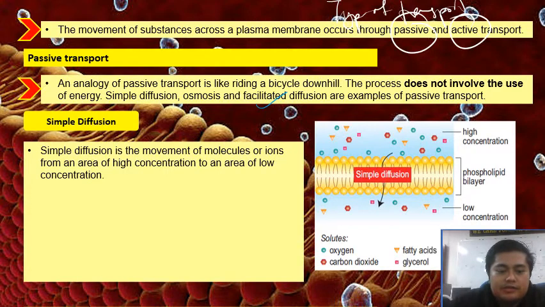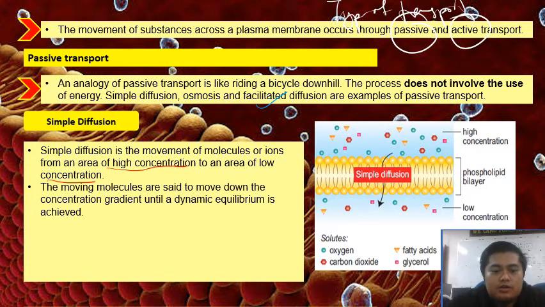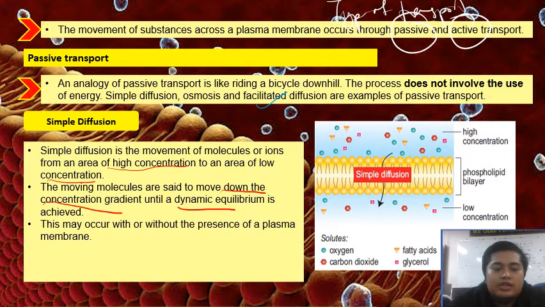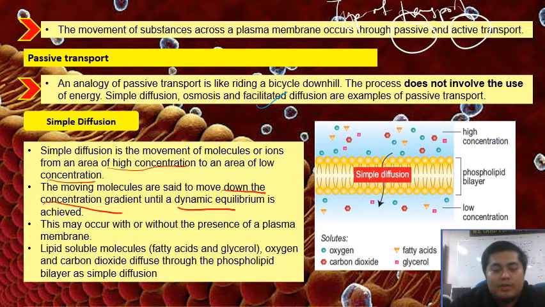So simple diffusion is the movement of molecules or ions from an area of high concentration, kawasan yang berkepekatan tinggi, to an area of low concentration, ke kawasan yang berkepekatan rendah. So the moving molecules are said to move down the concentration gradient until dynamic equilibrium is achieved. Dia dikatakan menuruni kecerunan kepekatan sampailah capai keseimbangan dinamik. So this may occur with or without the presence of a plasma membrane. Dengan atau tanpa plasma membrane pun benda ni boleh berlaku.